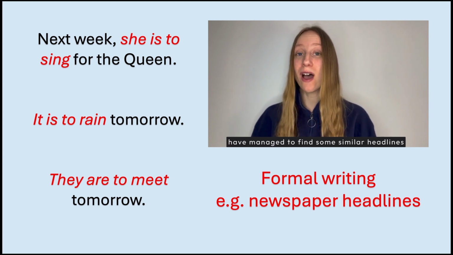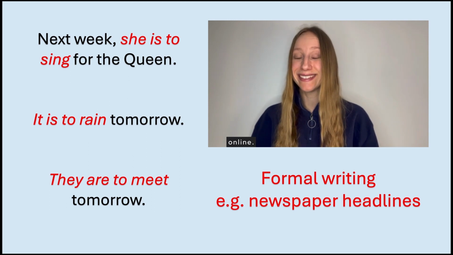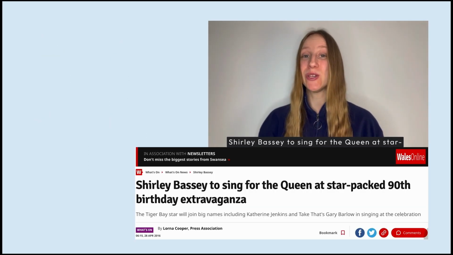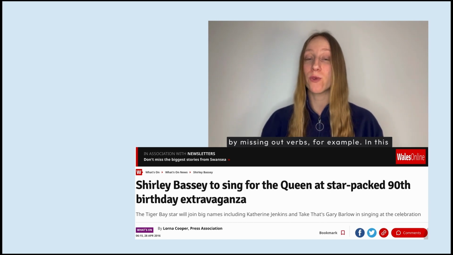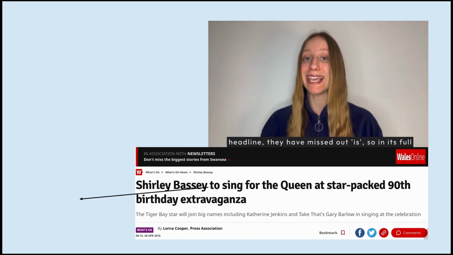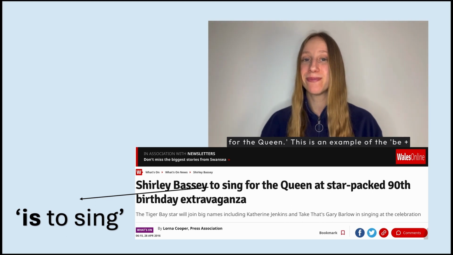I have managed to find some similar headlines online. Shirley Bassey to sing for the Queen at Star-Packed 90th birthday extravaganza. You may know that newspapers often shorten headlines by missing out verbs. In this headline, they have missed out is. So in its full form, it would read, Shirley Bassey is to sing for the Queen. This is an example of the be plus to infinitive structure.